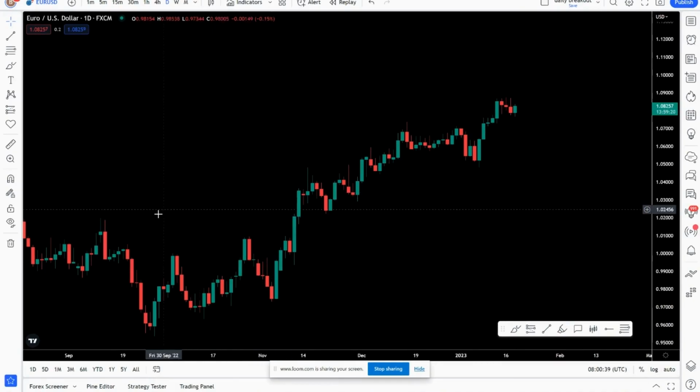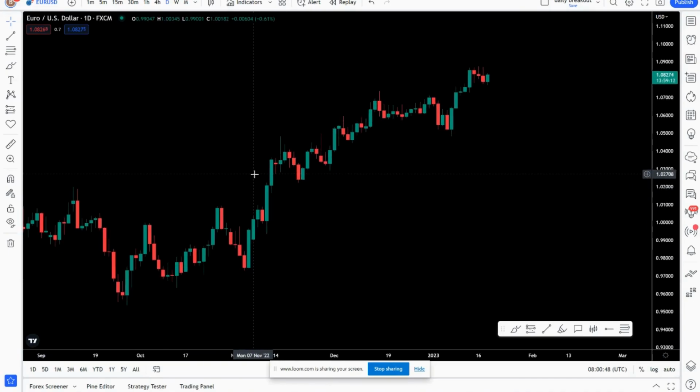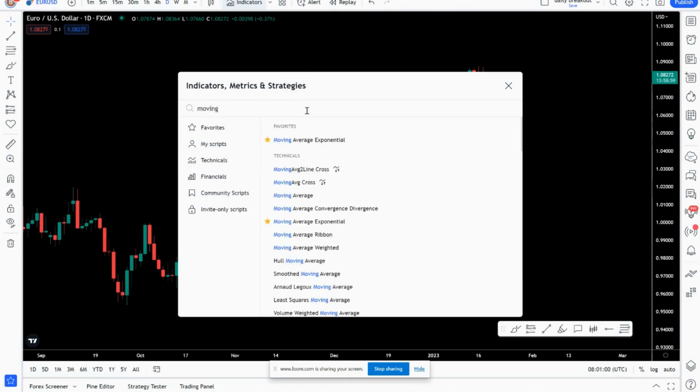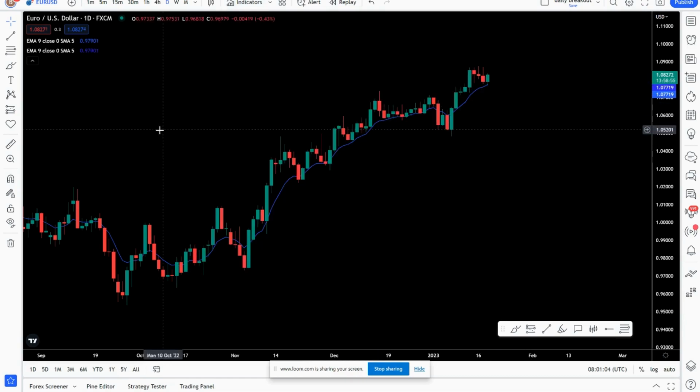Okay, so I've gone on to TradingView and I've pulled up the EUR/USD price chart. What we're going to do is walk you through a simple strategy that is commonly used in the forex world, and that is an EMA crossover. So first of all, we're going to go to our indicators. We're going to type in moving average. Yep, exponential. We're going to have two.